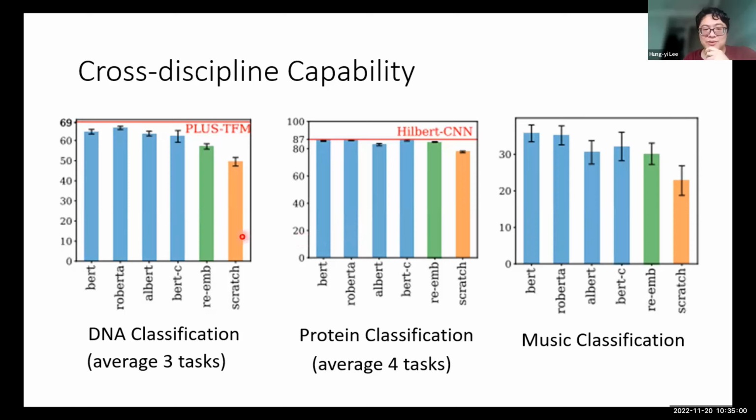We tried many different models, including original BERT, RoBERTa, and BERT-C, where C means Chinese BERT. We tried different kinds of pre-trained models. And here is the result of DNA classification, protein classification, and music classification. The blue bars mean we use a pre-trained model, pre-trained on human language. And the orange bars mean training from scratch without pre-training. You can find that it is clear that pre-training on human language is always helpful for DNA classification, protein classification, and music classification.